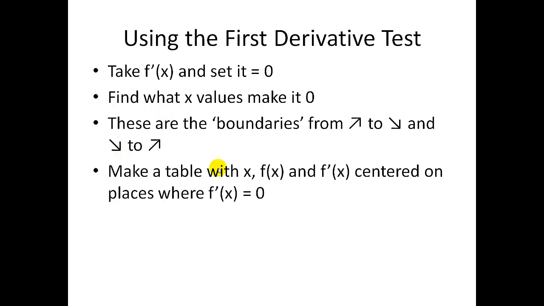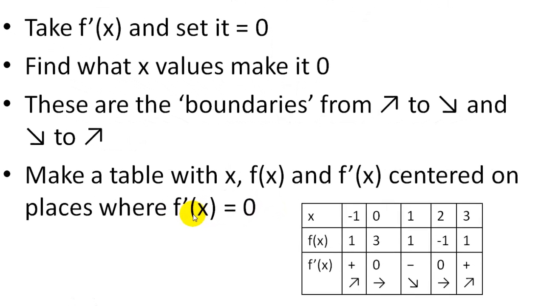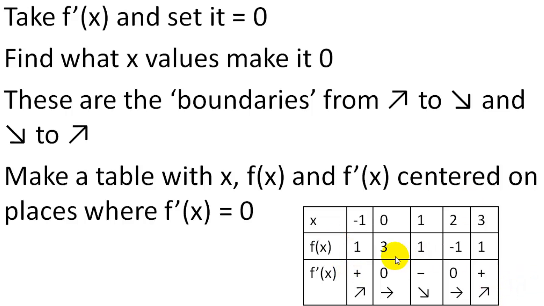Once you've found those boundaries, those places where the derivative is 0 and constant, then make a table. That table should have, of course, f of x and f prime of x. And you're going to choose values of x that are on either side of all the places where the derivative is equal to 0. So for example, let's take this hypothetical function where the derivative is 0 at x equals 0 and the derivative is 0 at x equals 2. Not only are we going to use those values, but we're going to use values of x on either side of those, and that's going to give you the entire picture of what's happening on the function.